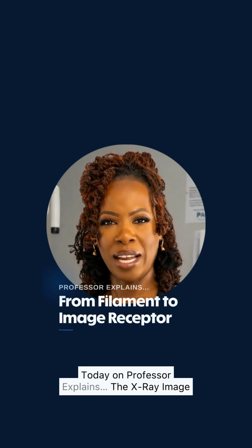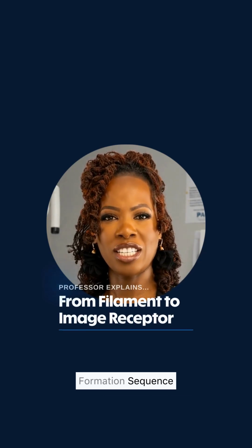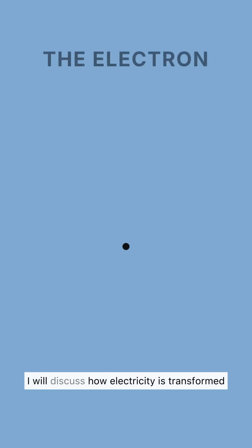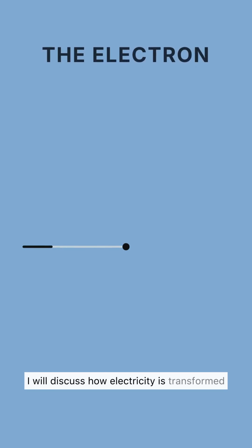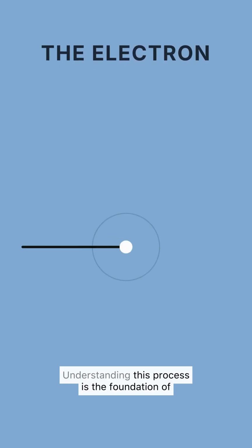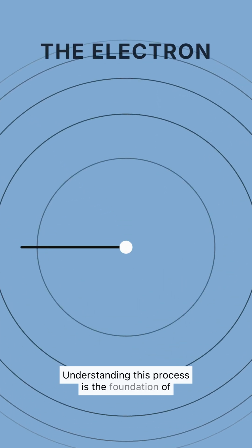Today on Professor Explains, the X-ray image formation sequence. I will discuss how electricity is transformed into X-rays. Understanding this process is the foundation of radiographic physics.